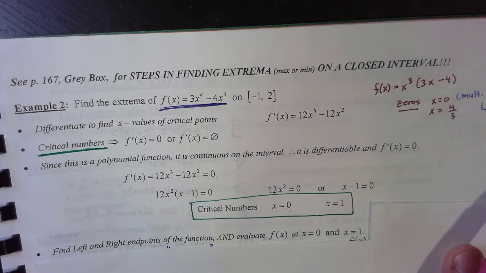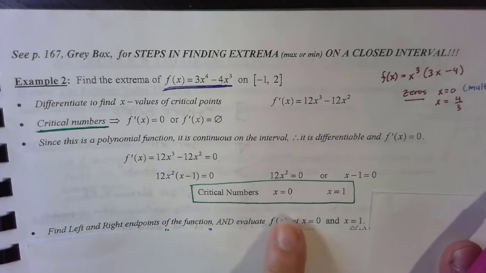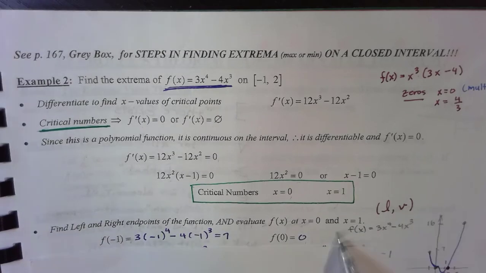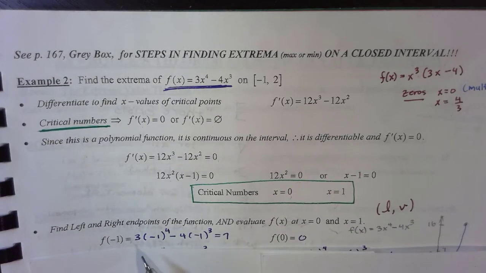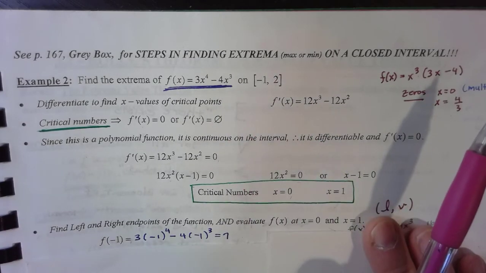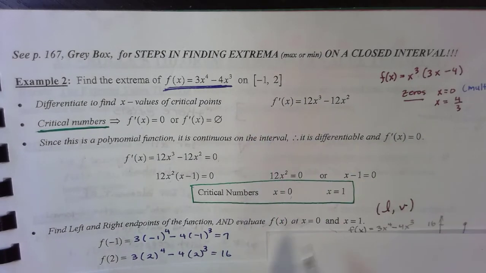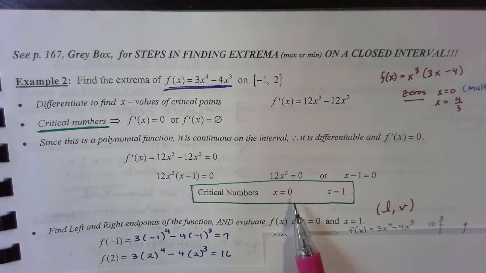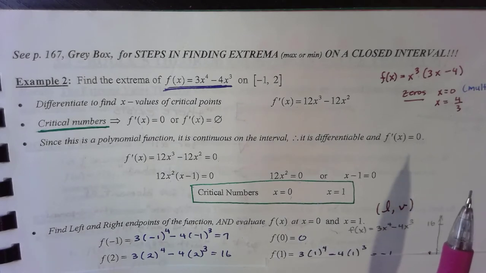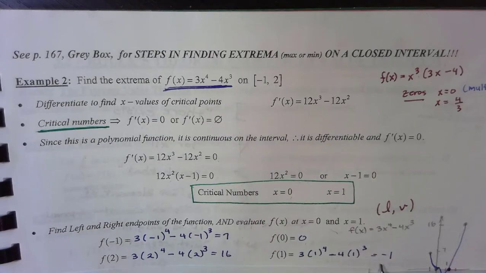So we're going to now find the left and right endpoints of the function, and we're also going to evaluate f at 0 and f at 1. So f at -1, which is one of our endpoints, is substituted into the original function. It is 7. F at 2, which is the other endpoint of our closed interval, and I get 16. Now I need to evaluate f at my critical numbers. F at 0 is 0. F at 1 is substitute into the original function, and I get -1.